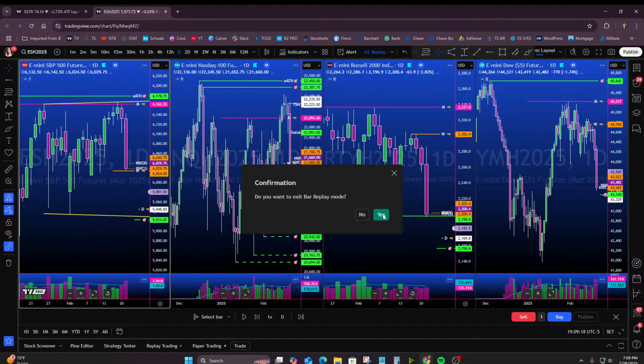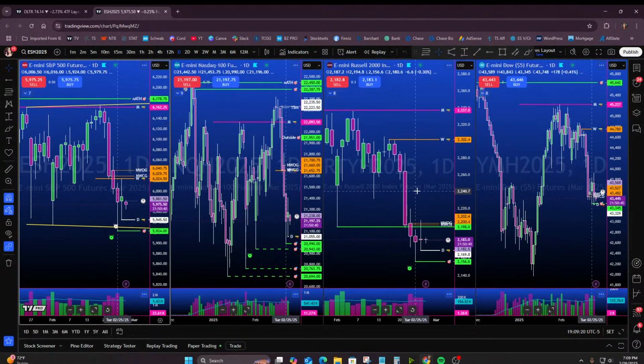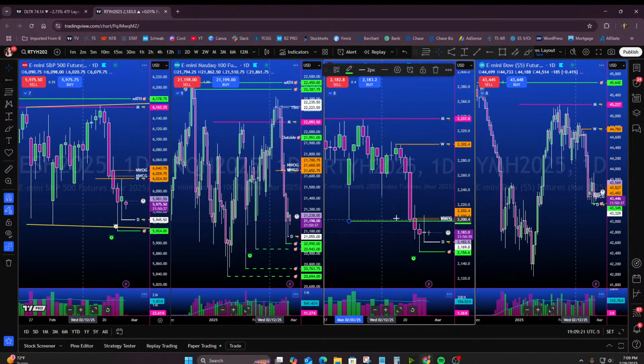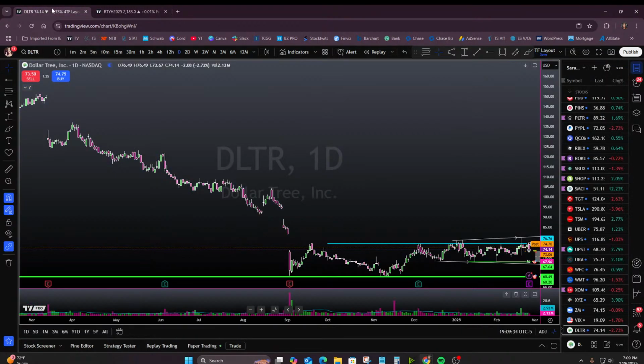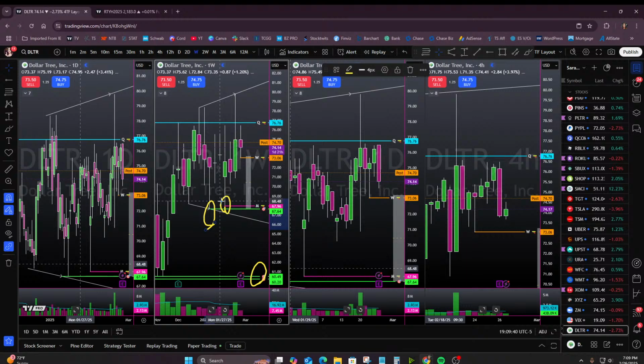I am still in replay mode. I was like, something is off. I do have a trading view template. Oh God, all this. Ugh.